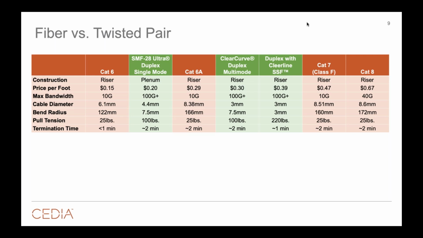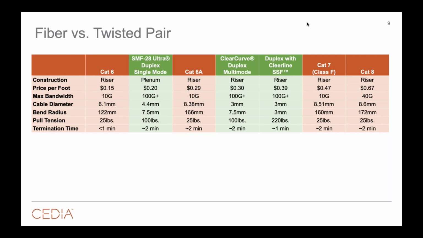And how does this compare to some of the new twisted pair standards like Cat 8 that we're starting to see? Well, we can really break these things down. And I mentioned, on the third slide of this presentation, there's a couple of different types of fiber. You can get into a clear line SSF, which is a polymer coated fiber. You can get into Corning standard fibers like the Clear Curve, the SMF28 Ultra. So we can break these things down and actually look side by side, Cat 6, Cat 6A, Cat 7, and Cat 8, okay?